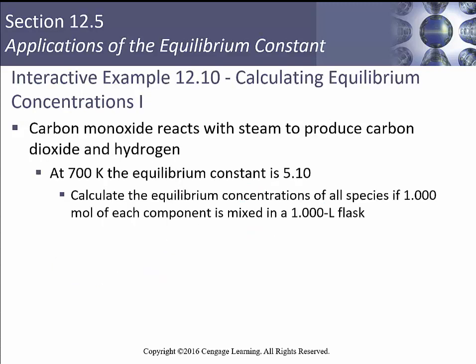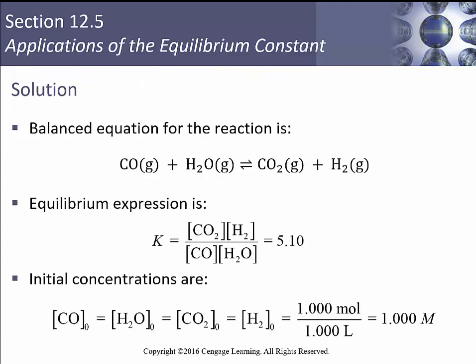If we got carbon monoxide reacting with steam to produce carbon dioxide and hydrogen at 700 K, the equilibrium constant is 5.1. We're going to calculate the equilibrium concentration of all the species if 1 mole of each component is mixed in a 1 liter flask. So I'm going to start off with our BCE. That's our balanced chemical equation.